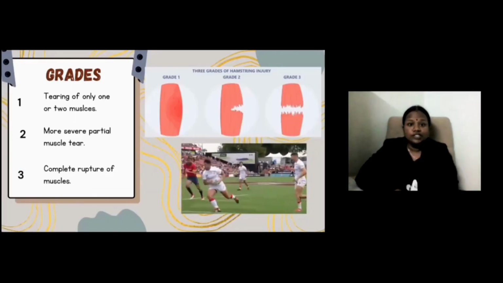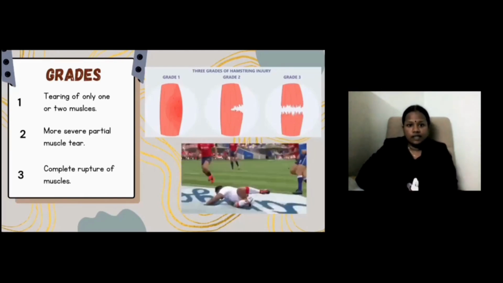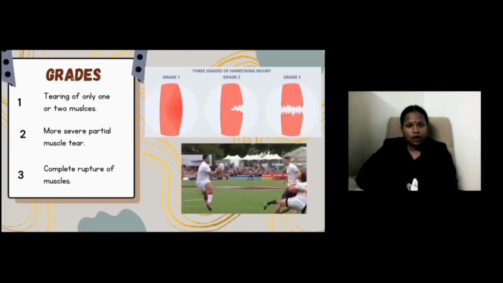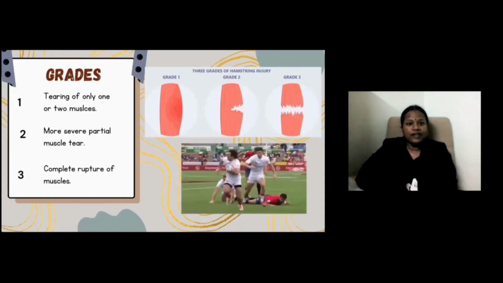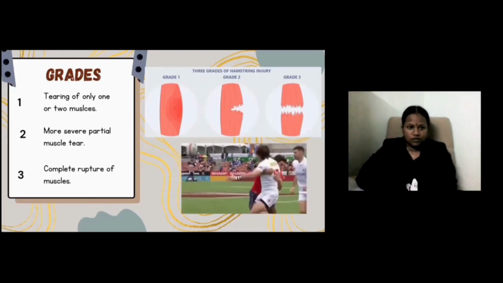As I mentioned earlier, there are grades for each level of severity of hamstring strain. Grade 1 is tearing of only one or two muscles, which we can see from the picture in the slides. Grade 2 is a more severe partial muscle tear. Grade 3 is a complete rupture of muscles.